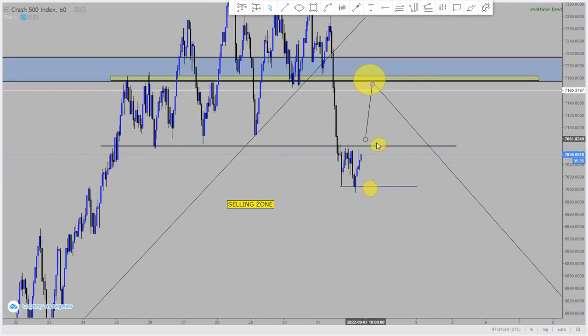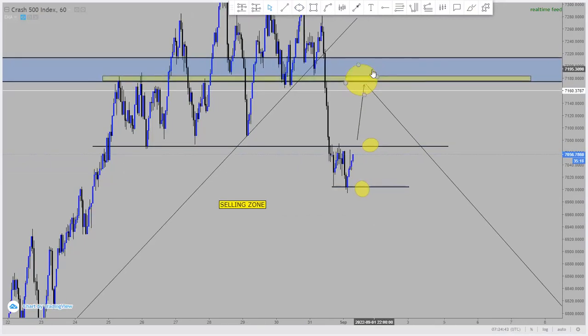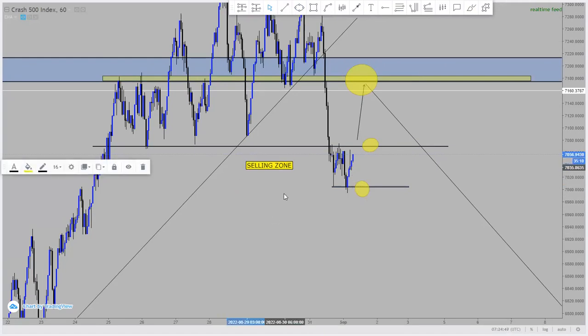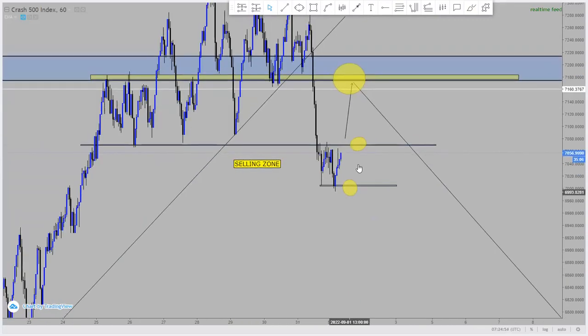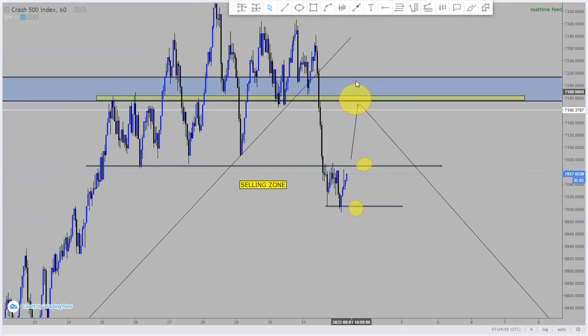So either way, even if it respects here, you get this entry point and this entry point. If you miss this one, you can get this one. So even if you miss that entry, you can also get this one and this one. Those are just the opportunities that one can take advantage of on Crash 500. Those are the entry points that I'm looking at. So what spike catchers must do, they must look out for these zones. That zone, and that zone.